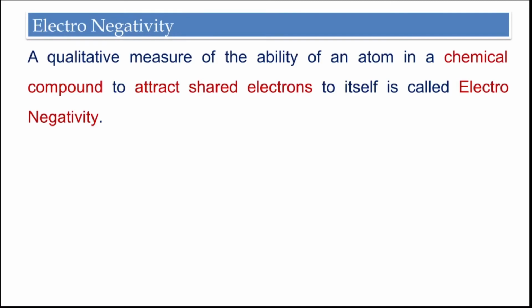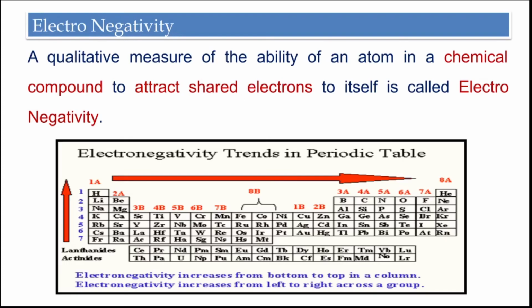Next we have electronegativity. A qualitative measure of the ability of an atom in a chemical compound to attract shared electrons to itself is called electronegativity. In simple words, it is the ability to attract the shared pair of electrons in a compound like hydrogen chloride, that is HCl. Now, chlorine is more electronegative than hydrogen, as you know. So chlorine will have the tendency to pull that shared electron towards itself, isn't it? That phenomenon we call electronegativity.